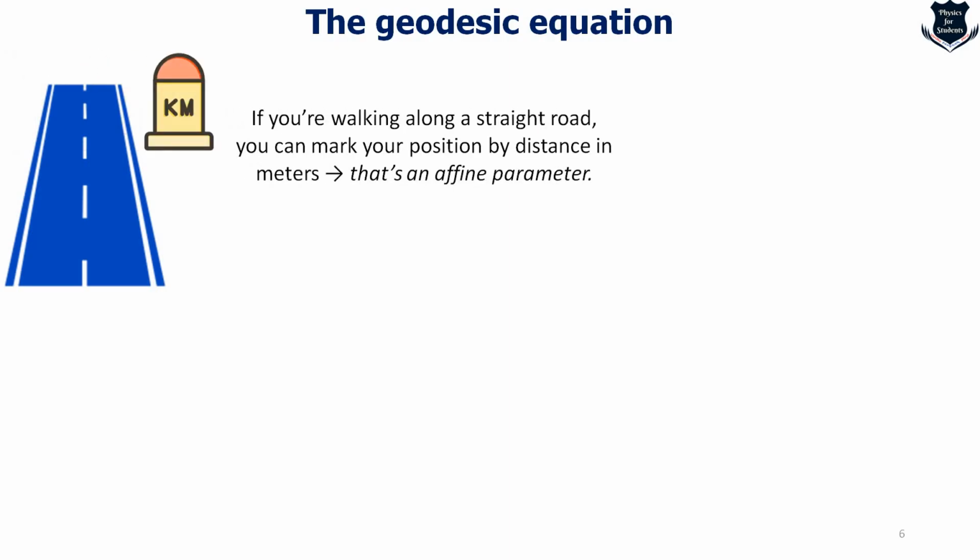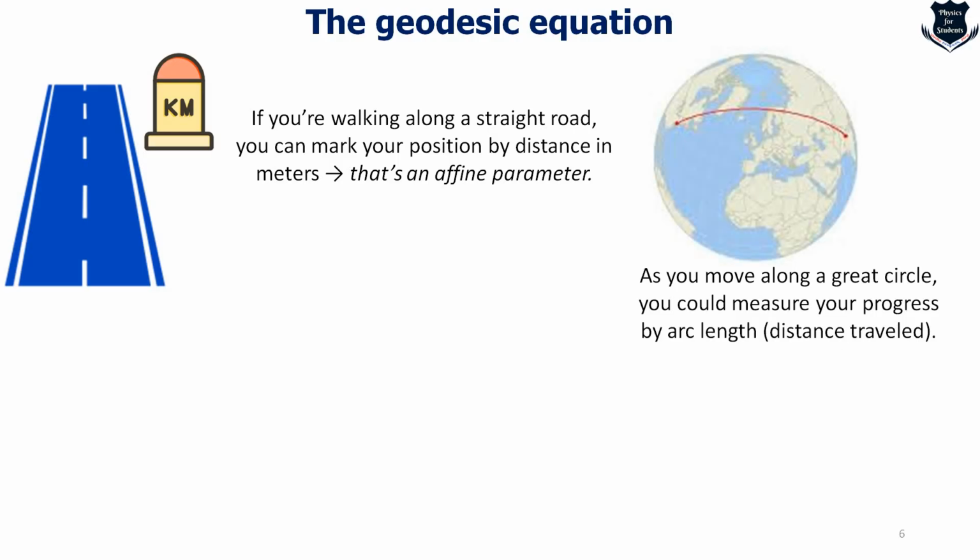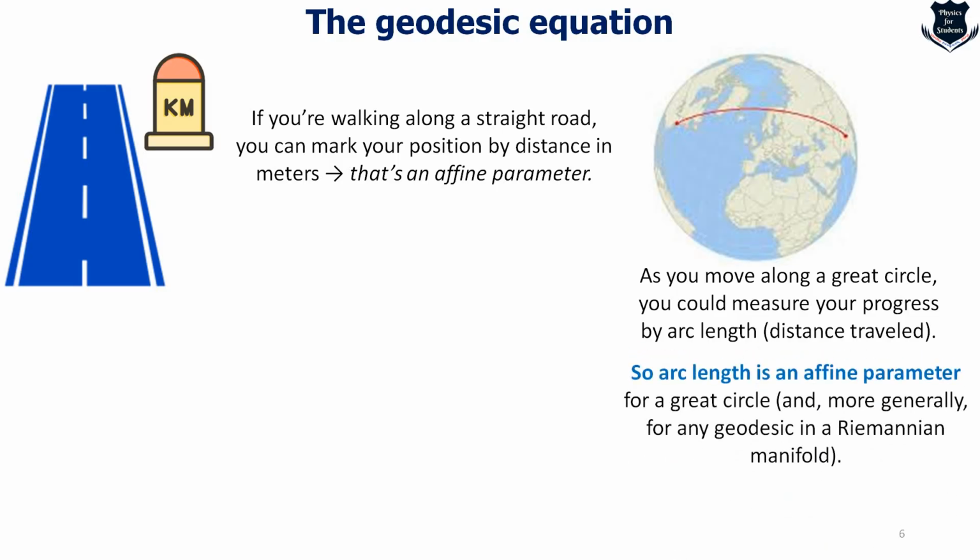You can also use time, if you walk at a constant speed, as an affine parameter. Now, as you move along a great circle, you would measure the progress by arc length, that is the distance traveled. Or if you move at a constant speed, your wristwatch time could be used instead. So from here, we can say that both are affine parameters, just two different rulers. So arc length is an affine parameter for a great circle, which can be used in a Riemannian manifold.